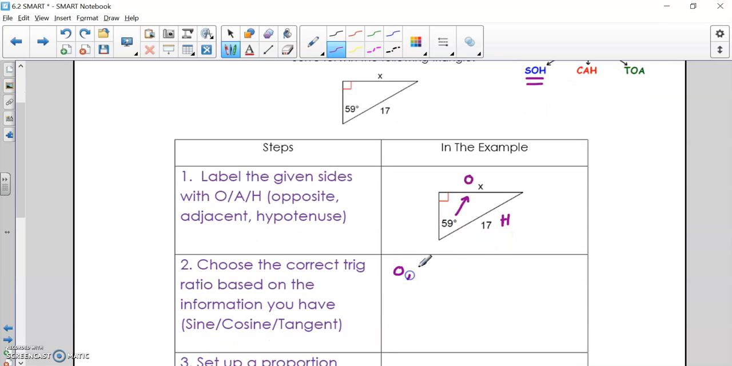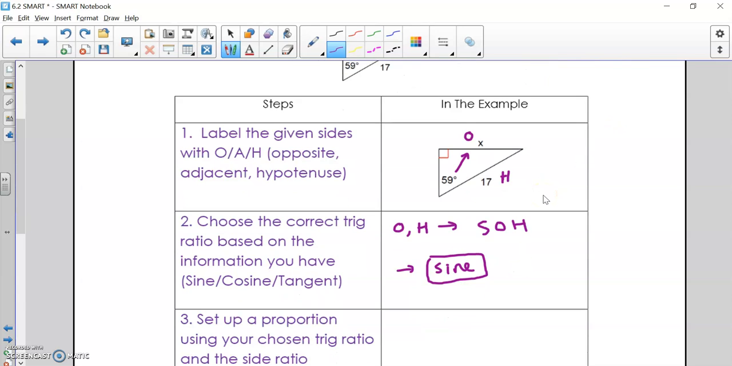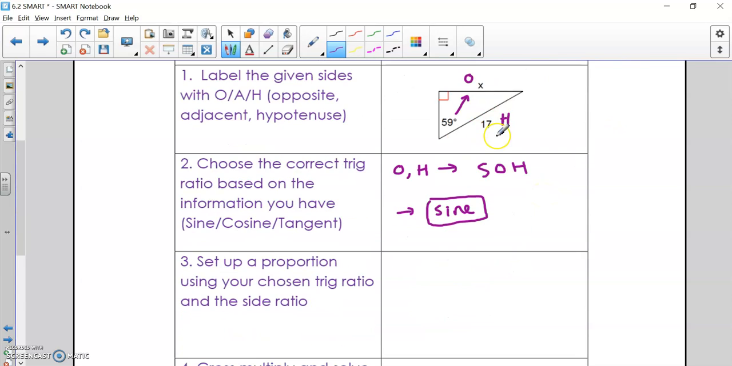All right, so since we're using OH, we have to focus on the SO part of SOHCAHTOA, which means we are using sine. If we had AH, we would have used cosine. You just choose based on the information that you have. Whichever sides are labeled, that's what you're allowed to use.